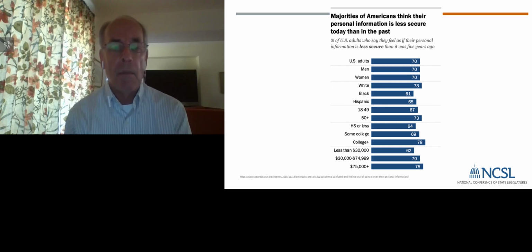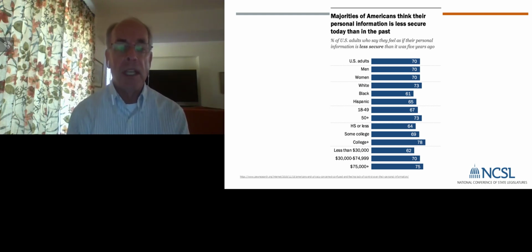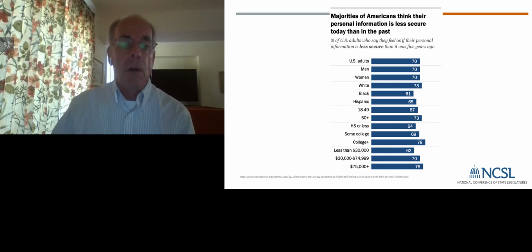So we break out some of the demographics here, but you see that people who are older are somewhat more concerned than people who are younger. White Americans are somewhat more concerned than Black Americans and Hispanics. People who have higher levels of education and higher levels of household income also have somewhat higher concerns than people who are at the other end of those spectrums.